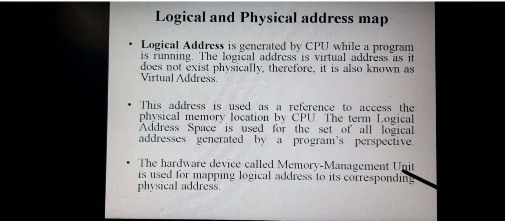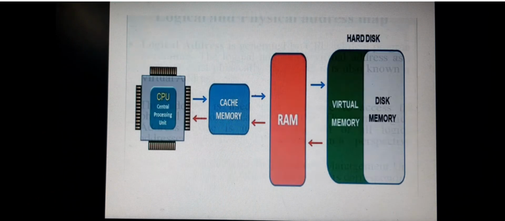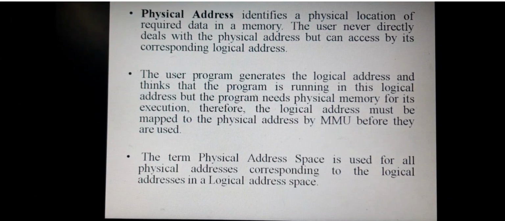The hardware device called the memory management unit is used for mapping a logical address to its corresponding physical address. In the memory management unit only, the relocation register will be present, which helps in mapping the logical address to the physical address. Physical address identifies the physical location of the required data in the memory. The user never directly deals with the physical address but can access it by its corresponding logical address. The user will always be given authority to access the secondary memory but not the main memory. So the user always deals with the logical address, not the physical address. The physical address is dealt with by the CPU only.